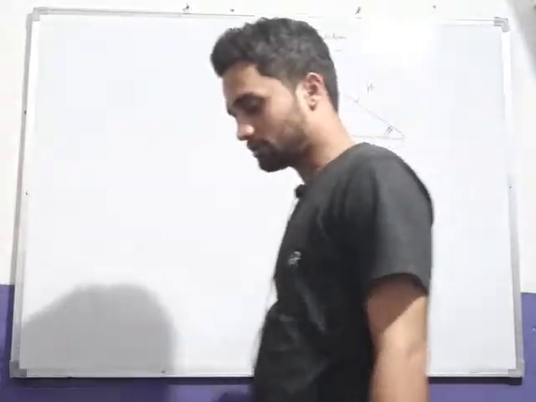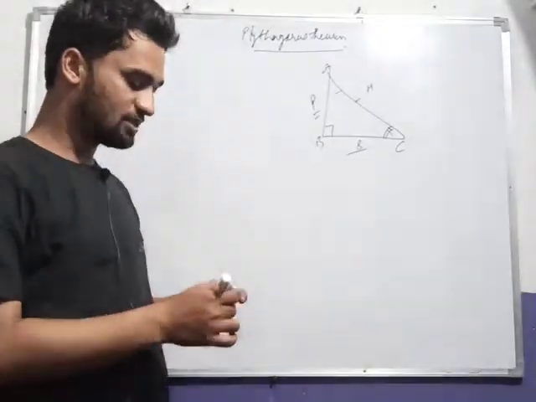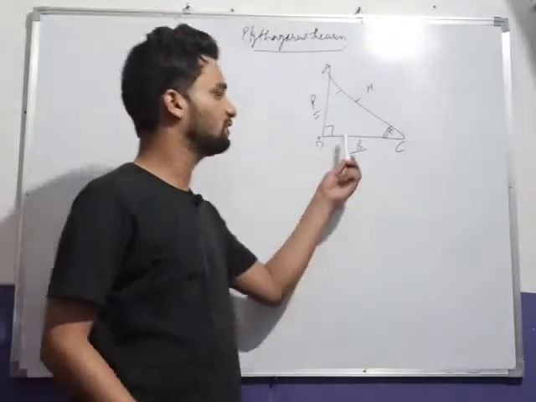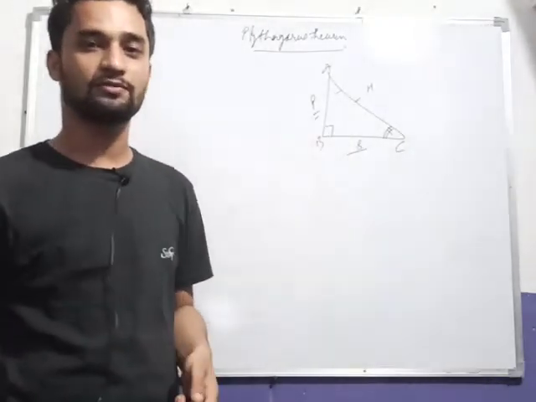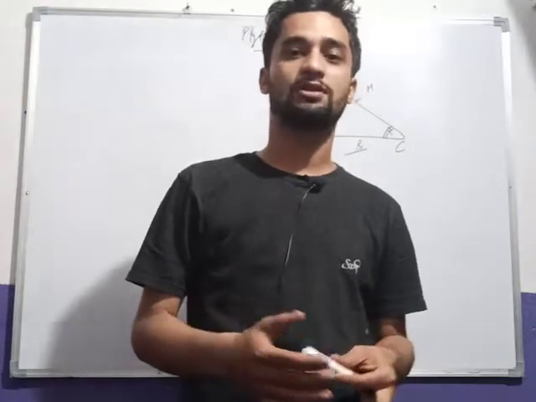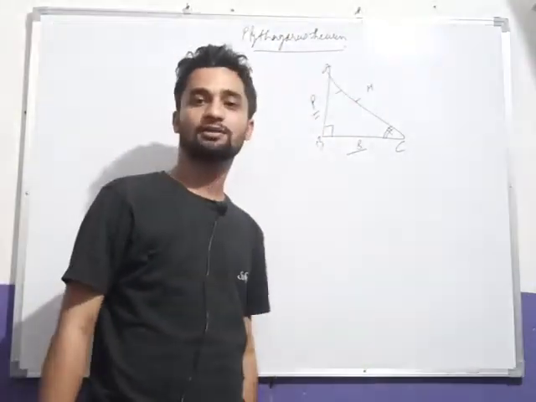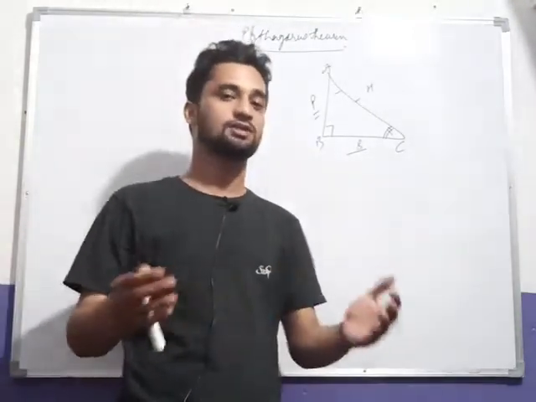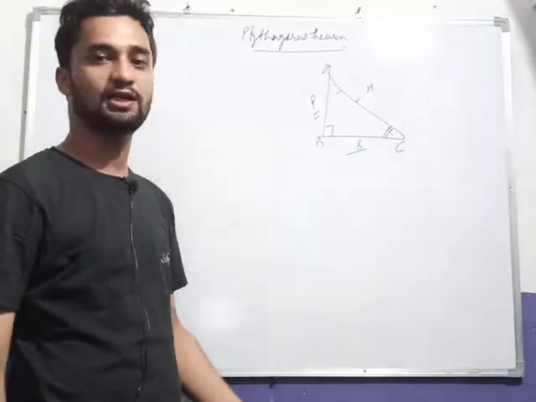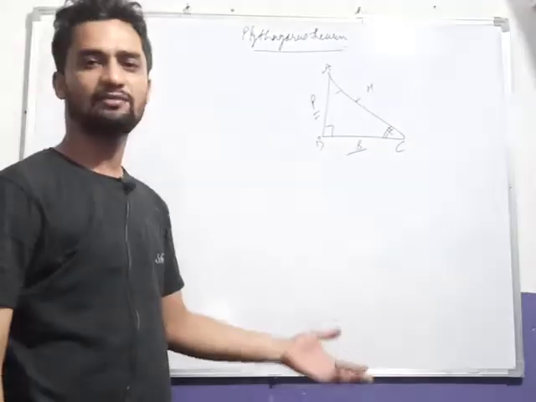So why do we need to study the Pythagoras theorem? Suppose someone is asking you to find the perimeter of this triangle and only two sides are given, but we know that the perimeter of a triangle is what? Sum of all the sides. So we are lacking one side, and by using Pythagoras we can find the third side. After that, as you know, the sum of all the sides is the perimeter of a triangle.